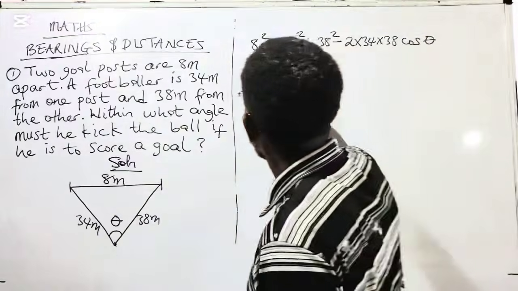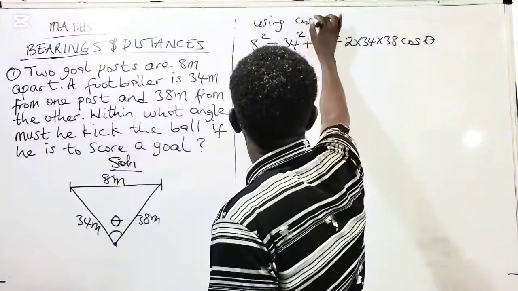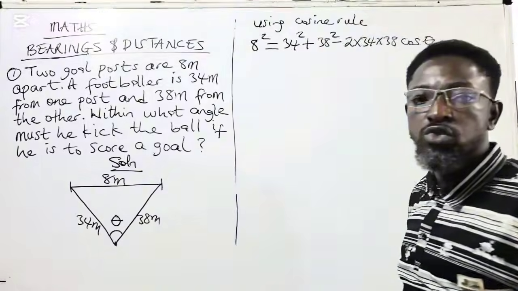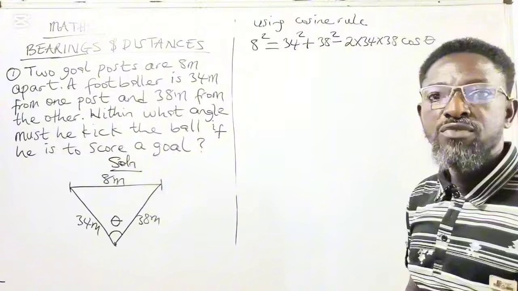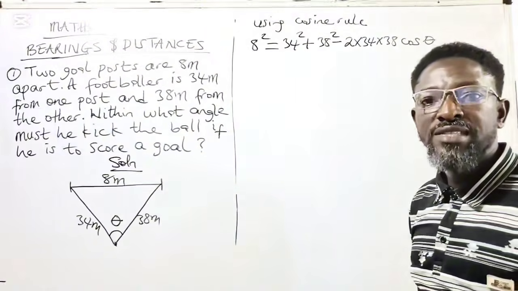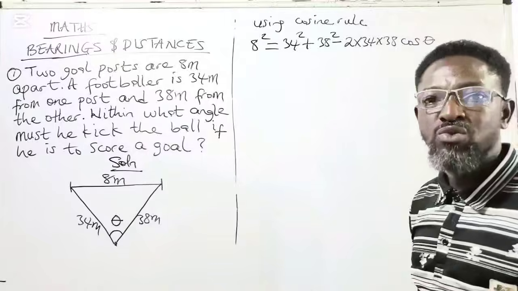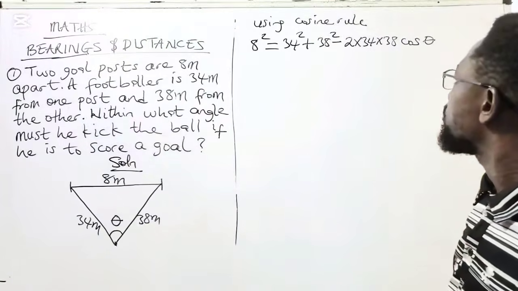I'm making use of the cosine rule. I talked about the cosine rule in part 1 of this series. If you have not watched that, you can watch it, because there are some things you learn from that particular part 1. So now the next thing is to get the value of theta.